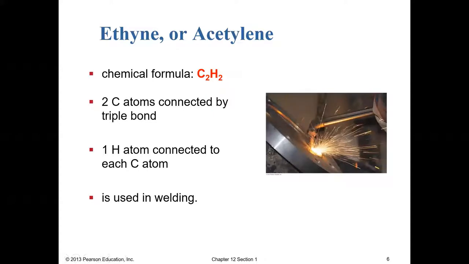The simplest alkyne that we can make is considered ethyne, also known as acetylene. That's the common name. So the chemical formula is C2H2, and it's just the two carbon atoms connected by the triple bond, and then you have one hydrogen atom attached to each end. And this is what is used in torches for welding.